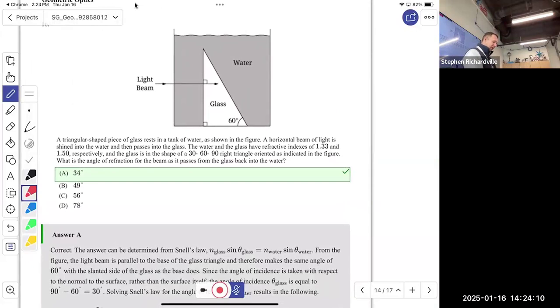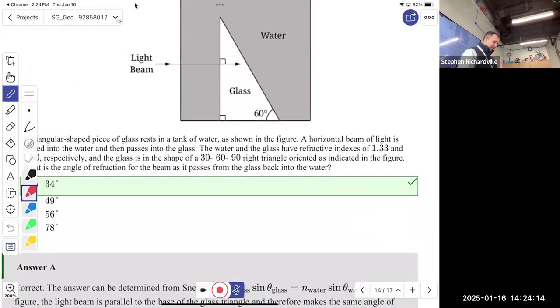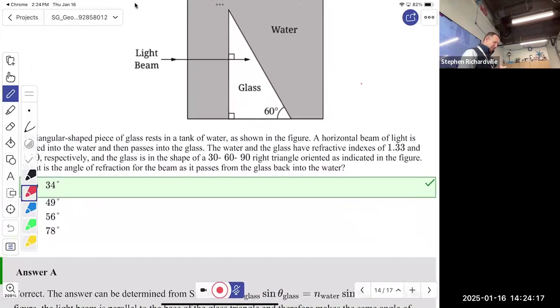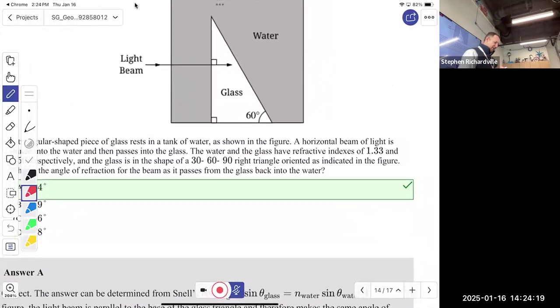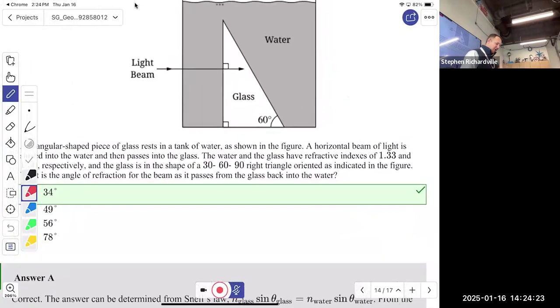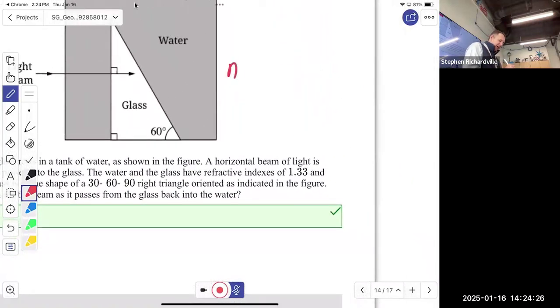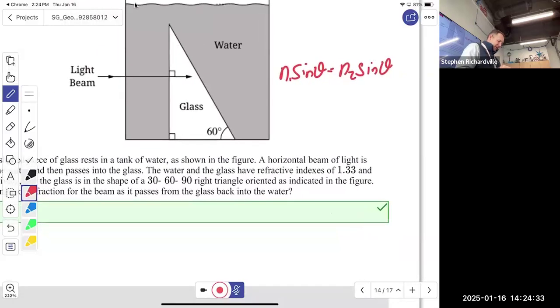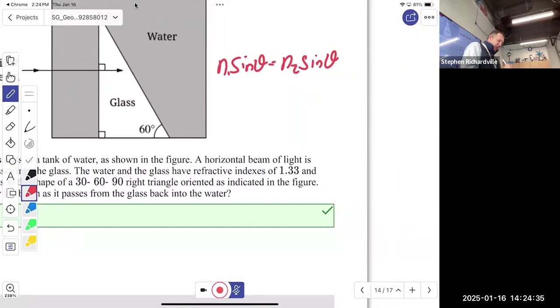This one's going from glass to water. So calculate this bad boy. We want to know what is the angle of refraction for the beam as it passes back into water. So I'm doing Snell's law, N1 sine theta 1 equals N2 sine theta 2. This is a little bit tricky, but we can get this. I'm in glass. So 1.5 sine of, yikes, what is that angle right there? Well, we've been down this road.